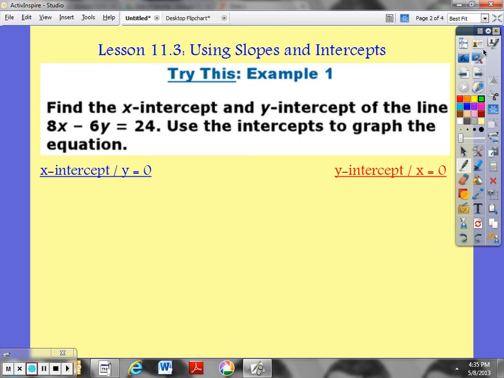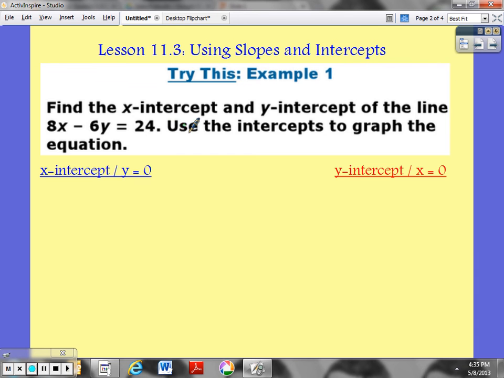It says find the x-intercept and y-intercept of the line 8x minus 6y equals 24. Use the intercepts to graph the equation. Oh boy, there's like 3 steps here. First, I have to find the x-intercept, then I have to find the y-intercept, and then I have to graph this. So I have 3 things to do for this one problem.